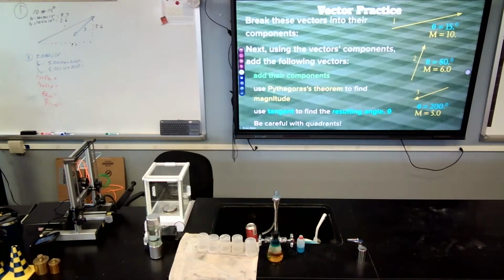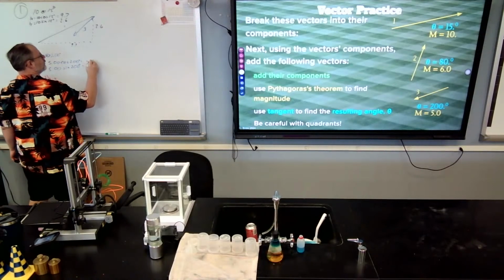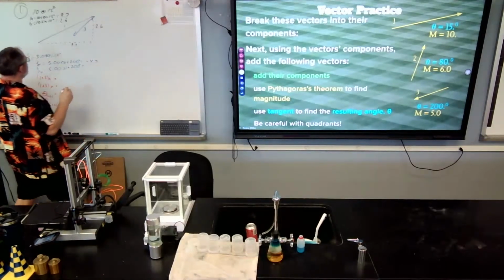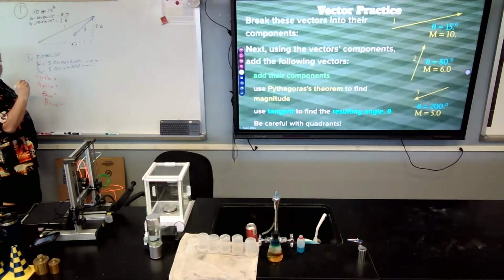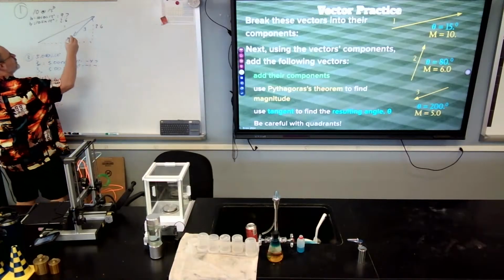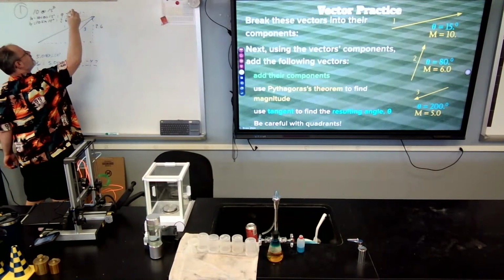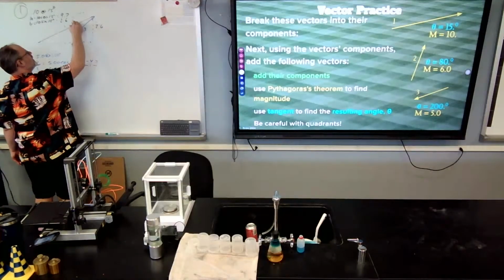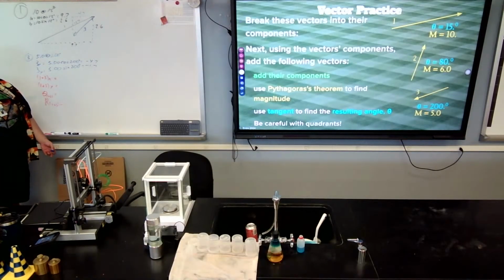Right? Okay. And then what is 5 cosine 200? Negative 4.7. Okay. And what is 5 sine 200? Negative 1.7. Okay. So we're saying vector 3 has negative 4.7 units of xness and negative 1.7 units of yness, right?